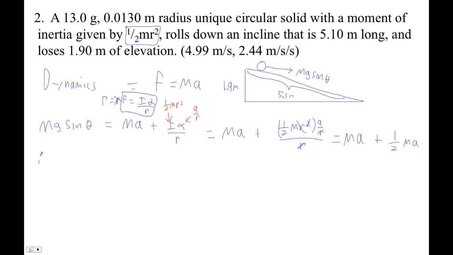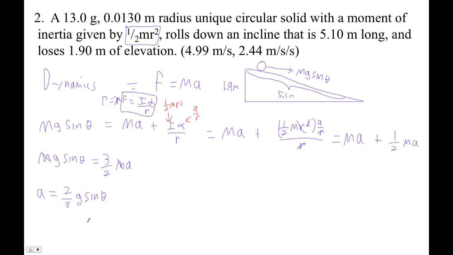So we've got mg sine theta is 3/2 MA. Mass goes the way of the bison. Now our acceleration is equal to 2/3 g sine theta. Remember, if it was just accelerating and did not have to rotate, the acceleration would be all of g sine theta. But here it's just 2/3 of it, because it also has to rotate.